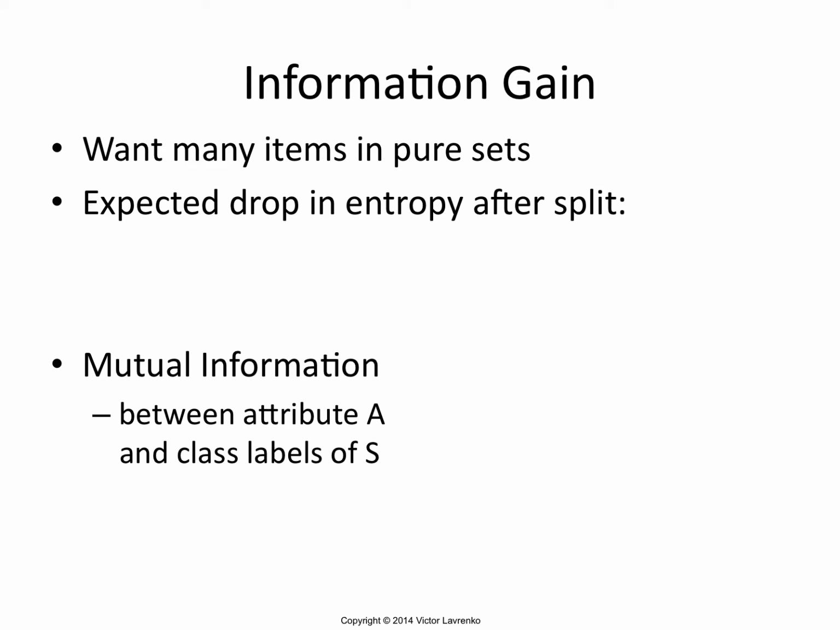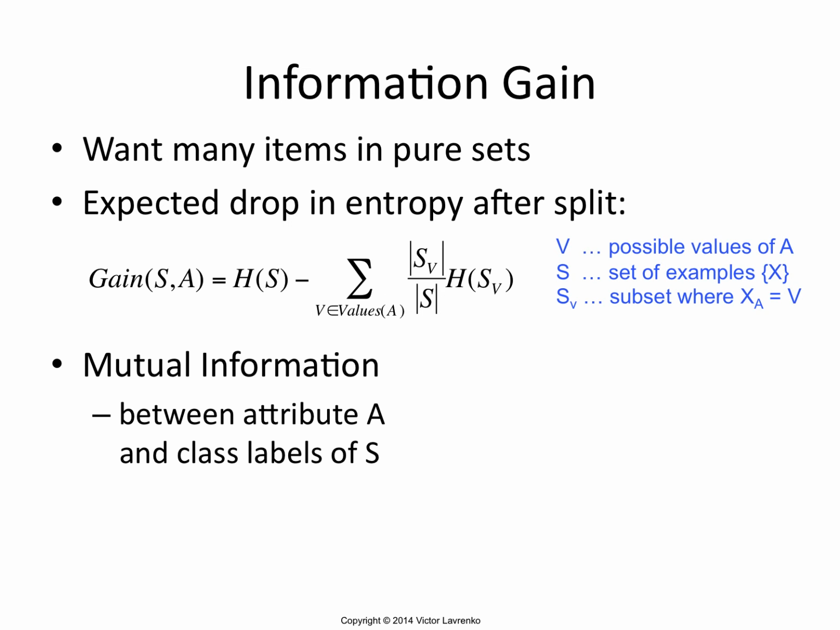Now that's for just one subset. And remember, when you're building a decision tree, at each node you're going to have a bunch of children, so you're actually going to have multiple subsets. So what we're going to do is take an average of the entropies for each one of the subsets that we end up with, right?